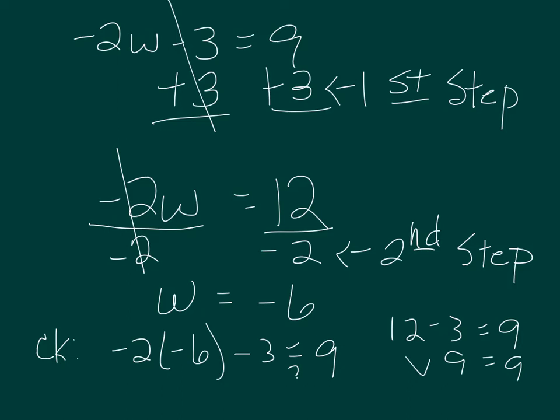So now let's try a different example. This time let's take negative 3 plus 2w equals 9. Notice this time our number and our variable terms are the opposite way around. Well, is that going to make a difference? Nope, not really. We're still going to follow our same 2 steps. So what's our first step?